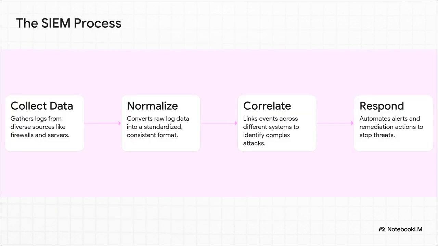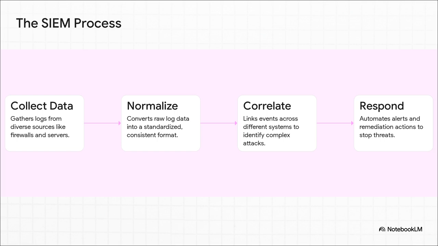Okay, so how does our digital detective actually work the case? Well, it's a pretty straightforward four-step process. First, it goes out and collects all the evidence, every log from everywhere. Then, and this is key, it normalizes that evidence, basically translating it all into one common language so it can actually look for patterns. Third, it starts connecting the dots, correlating events that might seem totally random on their own. And finally, when it finds something suspicious, it responds by shooting off an alert or even automatically taking action to shut an attack down.